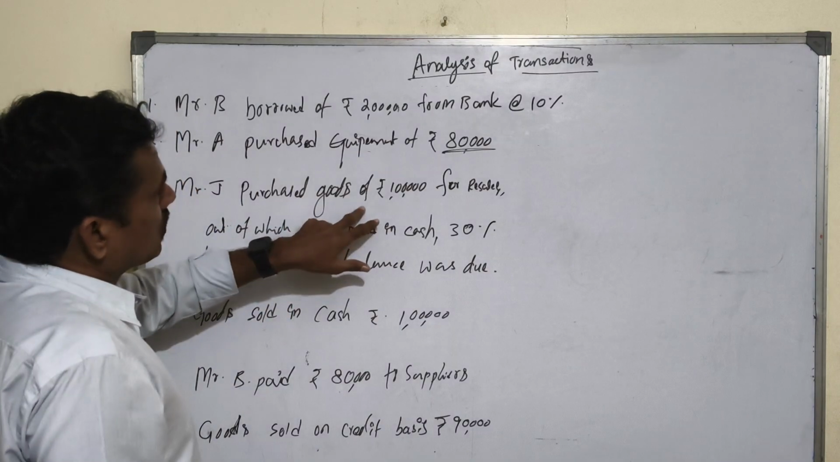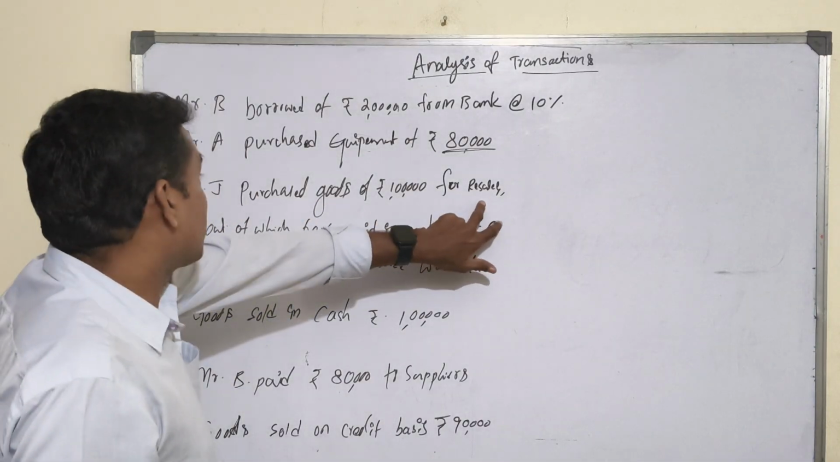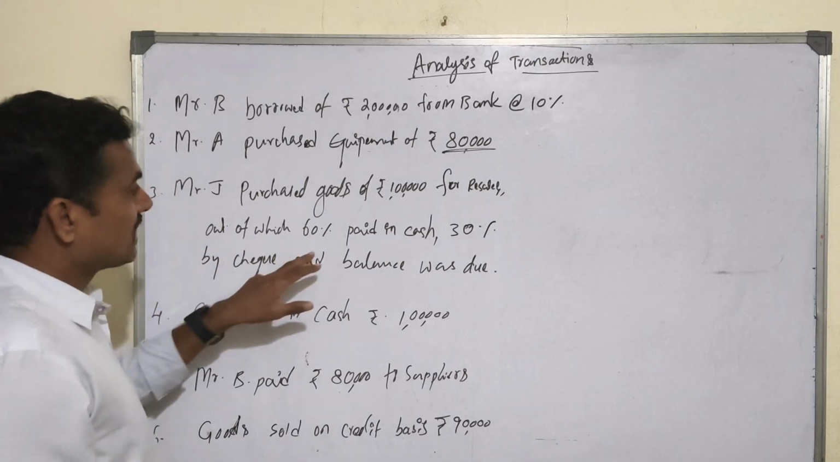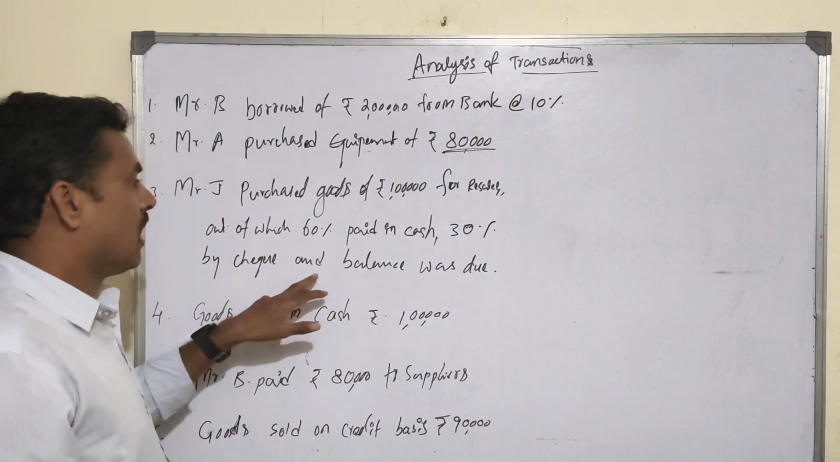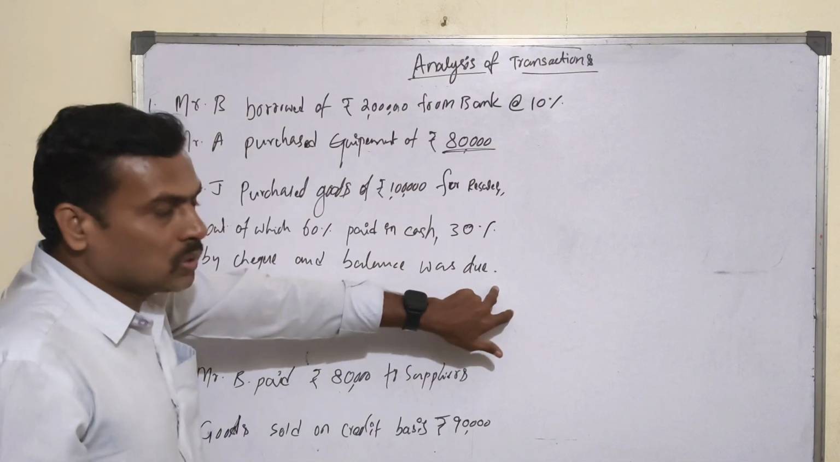Mr. J purchased goods of rupees 1 lakh for resale, out of which 60% paid in cash, 30% by check, and the balance was due.